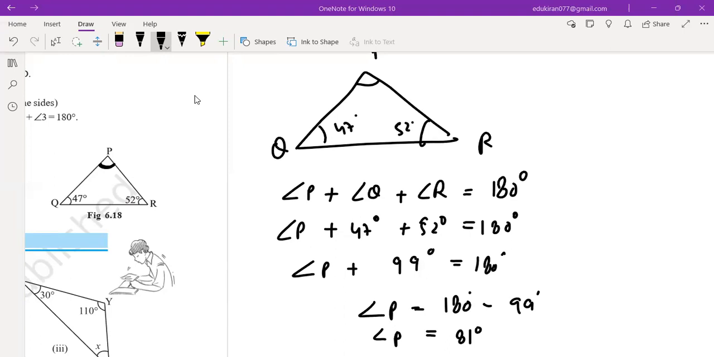Ma'am, when we're practicing the questions, can we write ASP and then in the exams, can we write angle sum property? Yes. Okay, ma'am.